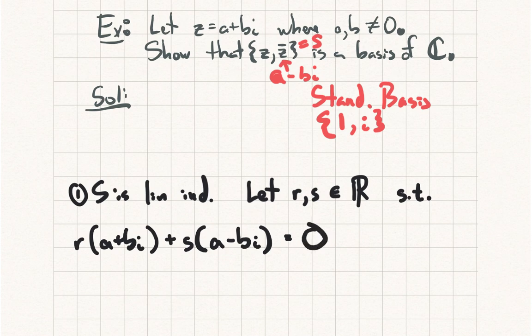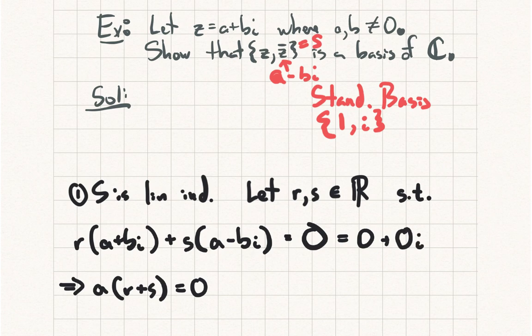We can expand this out, and I'll leave this as a little calculation for you to do. But if you do so, you'll see that you get a times (r plus s) must equal 0. Again, maybe we should view this as 0 plus 0i. So if we equate the real parts, we get a times (r plus s) equals 0. And if we equate the imaginary parts, we get that b times (r minus s) has to equal 0 as well.